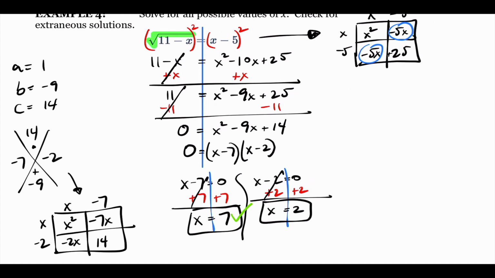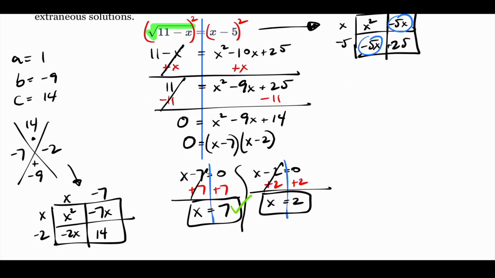Okay. 2, when I plug in 2 over here, I get 11 minus 2. 9. Square root of 9, 3. But when I plug it in over here, I don't get 3. I get negative 3. Negative 3 and positive 3 are completely different numbers. Negative 3 is, you owe me $3. Positive 3 is, here's $3, right? Completely different ideas.